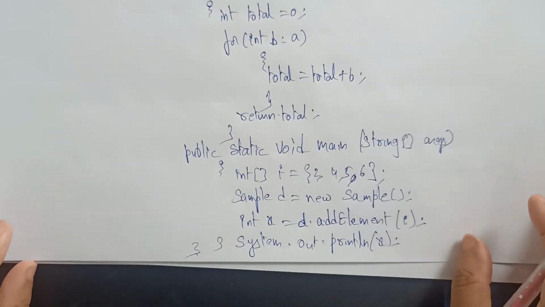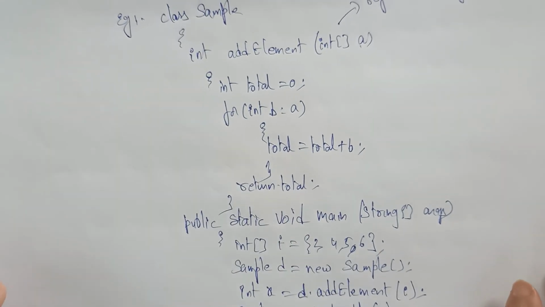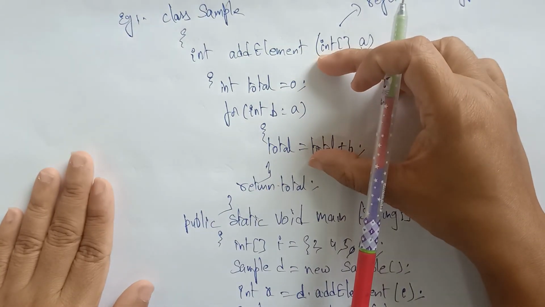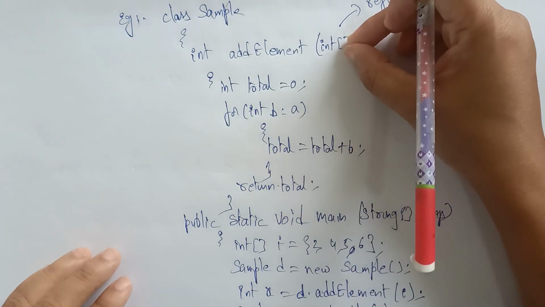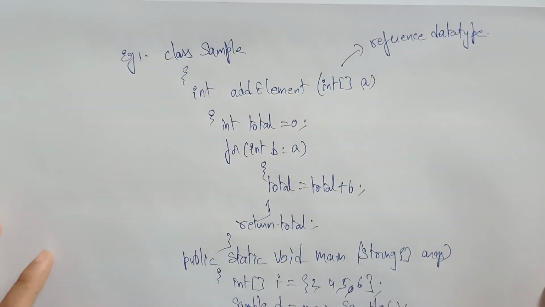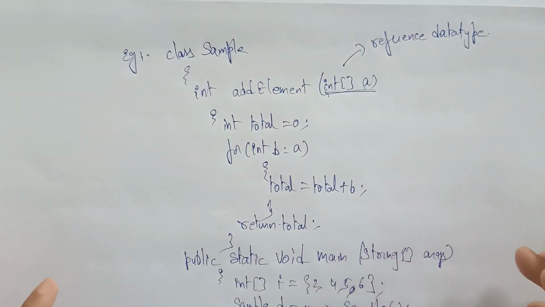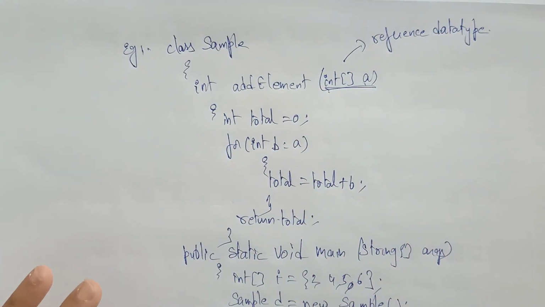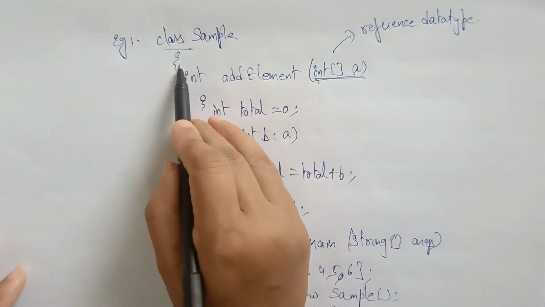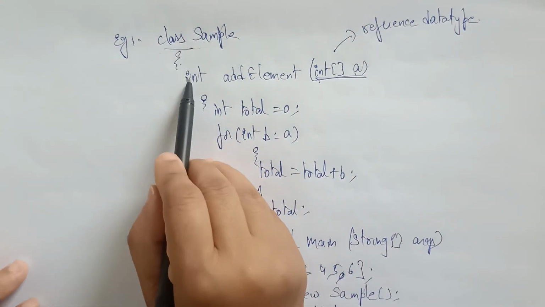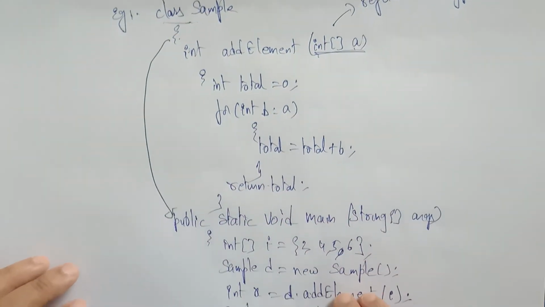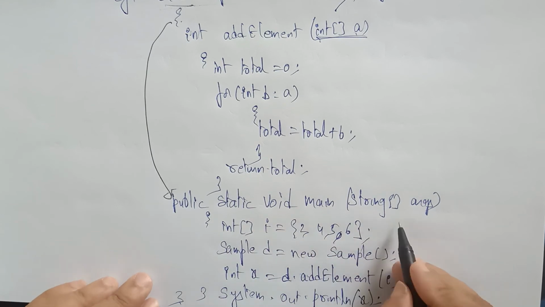Okay, so this is the program. Here the concept is a method called with arguments and with a return value by using the reference data type, not the primitive data type. So here I use the reference data type. Whenever a class is loaded, open brace executed, the controller comes to the public static void main.